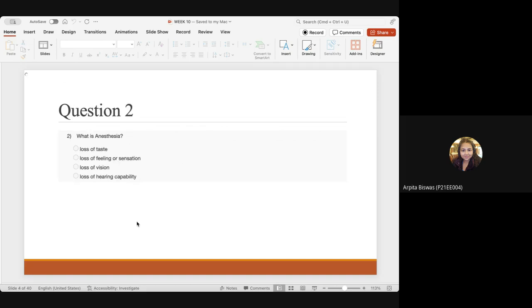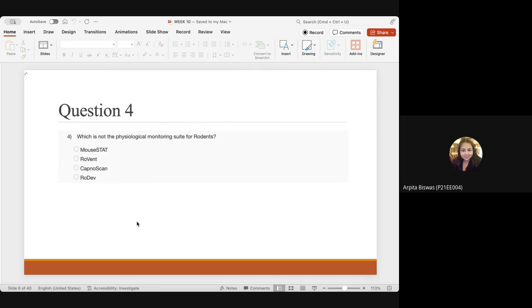Okay, and this is the question number two. What is anesthesia? Loss of taste, loss of feelings or sensation, loss of vision, or loss of hearing? Option B, ma'am. Yes, loss of feeling or sensation. So next, the question number three. Advantage of injectional anesthesia: fast acting, longer recovery time, stress, strain, and gender difference. Fast acting, ma'am. Yes, fast acting.